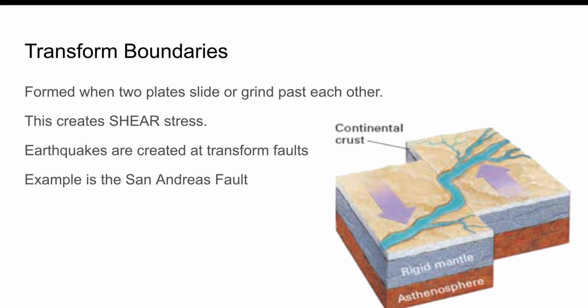And the last plate boundary, transform boundaries, are formed when two plates are sliding past each other in opposite directions, horizontally, right? Horizontally past each other in opposite directions. This creates shear stress. We associate transform faults most with earthquakes. An example of one would be the San Andreas Fault, the big transform fault running north and south along California's close to the coastline.